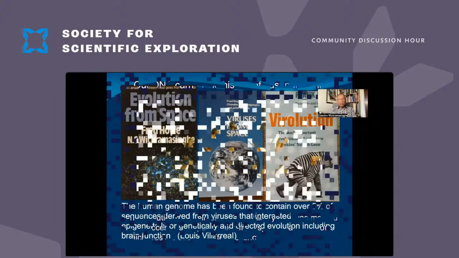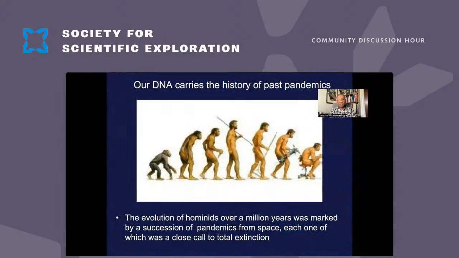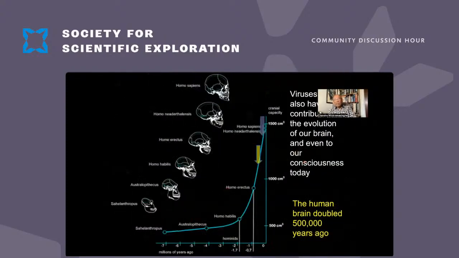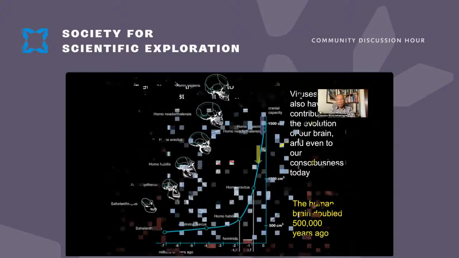And this is ongoing research. So the evolution of hominids, for instance, over 1 million years is marked, we think, by successive pandemics from space, like the coronavirus pandemic recently. Each of these pandemics turned out to be a very close call to total extinction. But we survived through this sequence, and we emerged in the present time as Homo sapiens. So viruses, as I said, have contributed to the evolution of our brain, even to the evolution of consciousness. In relation to that, it's interesting that the human brain doubled in volume just 500,000 years ago. And what caused it? We don't know. I think it could be viruses that were brought from outside.